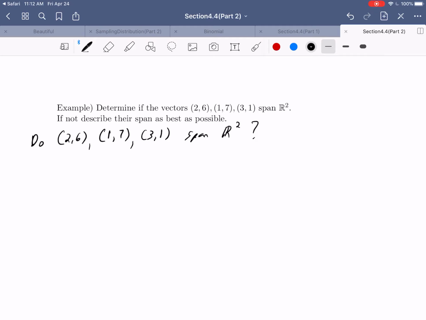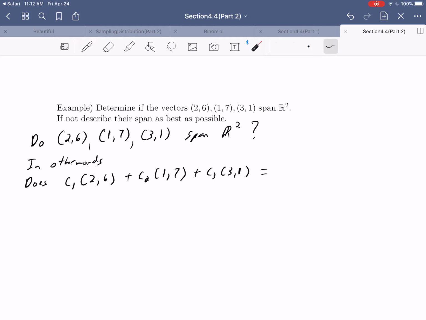So in other words, what we need to do is ask: does c1 (2, 6) plus c2 (1, 7) plus c3 (3, 1) equal, well, what does the general element in R2 look like? (a, b) always have a solution. In other words, that's our question, because remember, that's what it means to span. It's saying that anything in R2, any (a, b), can that be solved in terms of something times (2, 6), something times (1, 7), something times (3, 1)?